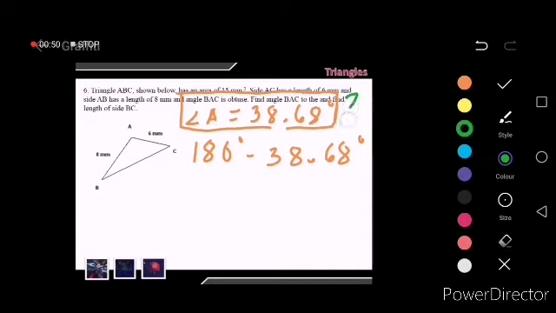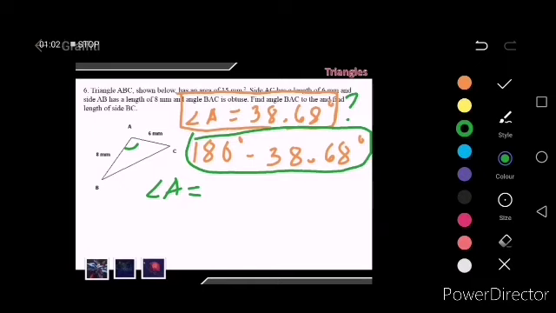Kumbaga, questionable siya dito kasi dapat ito daw angle A natin dito ay obtuse. So, therefore, angle A now will become what? By subtracting what? 38.68 from 180 degrees, the answer will become 141.32, which is the measure now of angle BAC. Parehas lang yan. Okay?